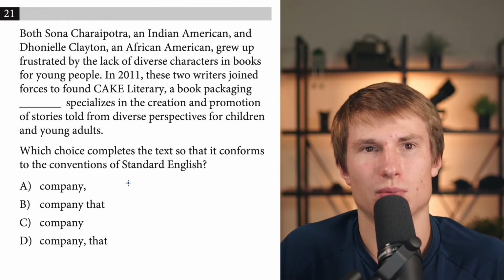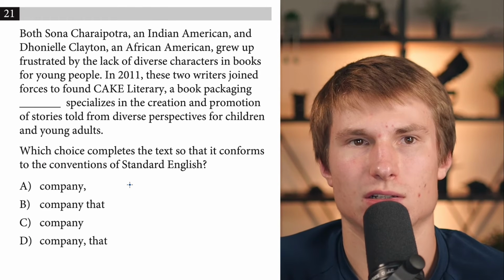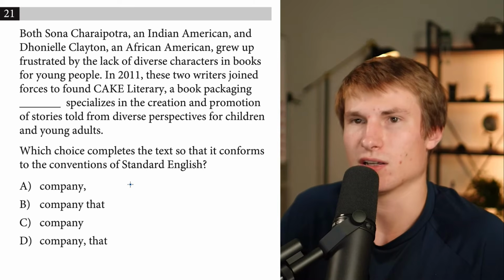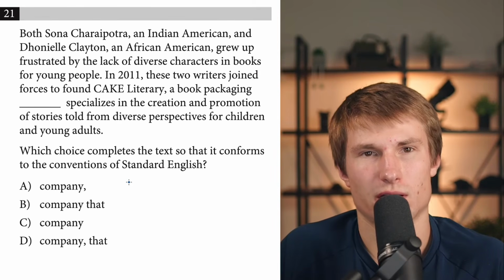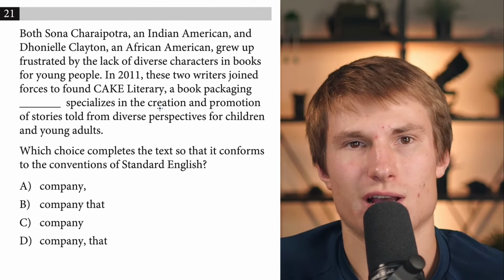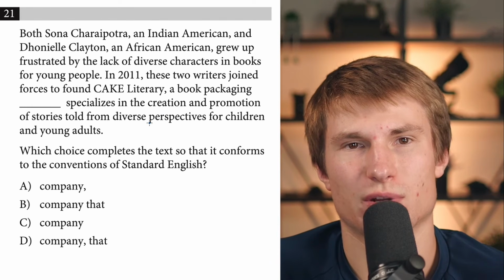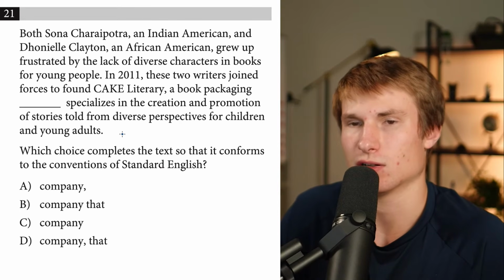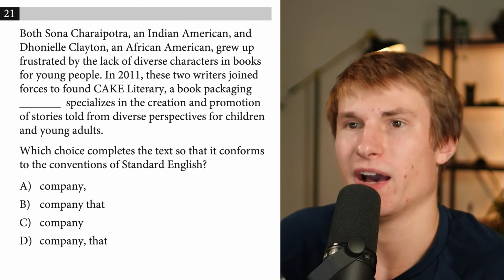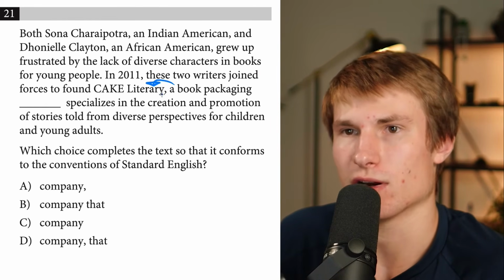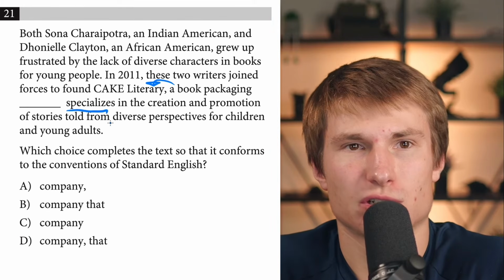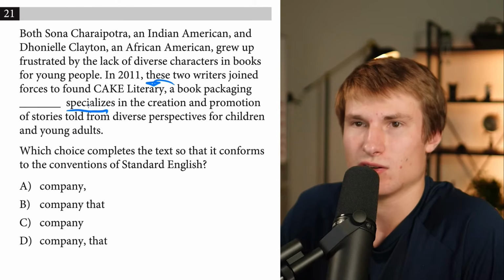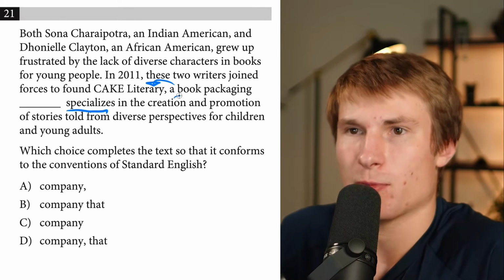Question 21. Both Sona C., an Indian American, and Danielle C., an African American, grew up frustrated by the lack of diverse characters in books for young people. In 2011, these two writers joined forces to found Cake Literary, a book packaging company that specializes in the creation and promotion of stories told from diverse perspectives for children and young adults. All right, well, ultimately, we know that a book packaging company is describing Cake Literary, and we also recognize that we have specializes in the creation and promotion of stories told from diverse perspectives for children and young adults. Okay, and that is describing the book packaging company.